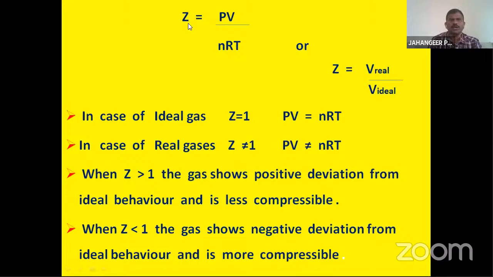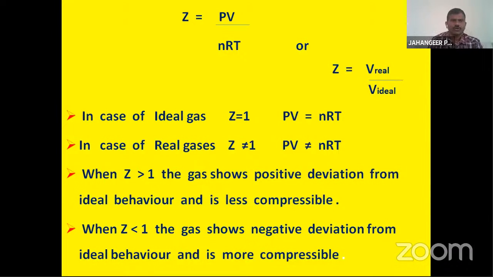If Z is equal to 1, then the equation becomes PV equals nRT, because if you substitute Z by 1, the equation becomes PV equals nRT, which is the ideal gas equation. But for real gases, Z is not equal to 1, which means PV is also not equal to nRT. Z may be greater than 1 or less than 1, but not equal to 1.